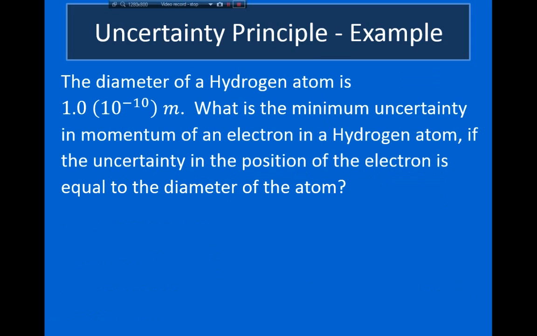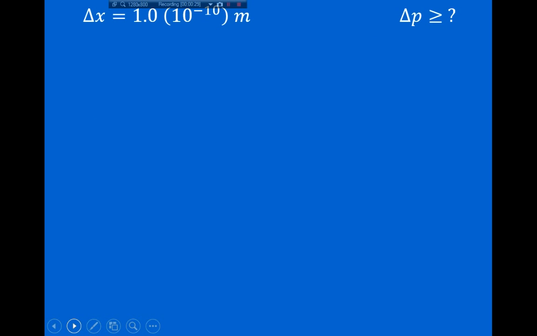Now let's take a look at a couple of examples. This first example says the diameter of a hydrogen atom is 10 to the minus 10 meters. What is the minimum uncertainty in the momentum of an electron inside a hydrogen atom if the uncertainty in the position is equal to the diameter of the atom? So we're told that the uncertainty in the position is equal to 10 to the minus 10 meters, and we're asked to find the minimum uncertainty in the momentum of the electron.